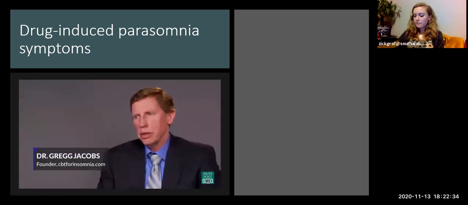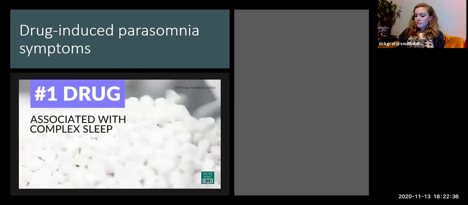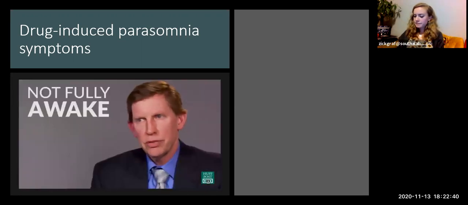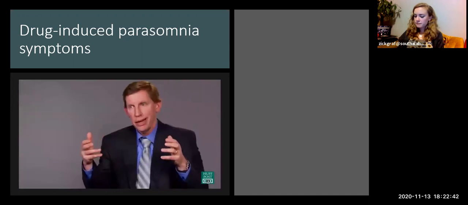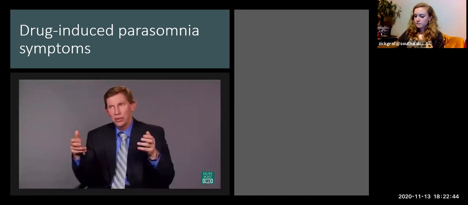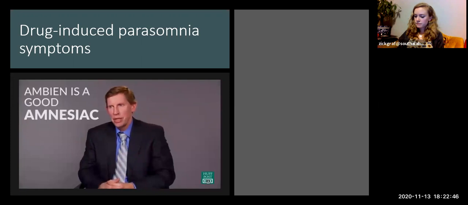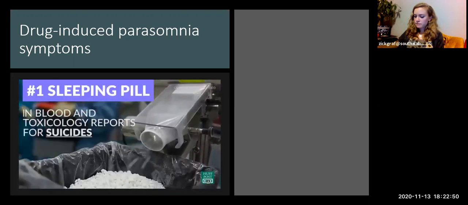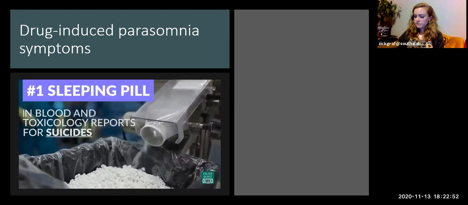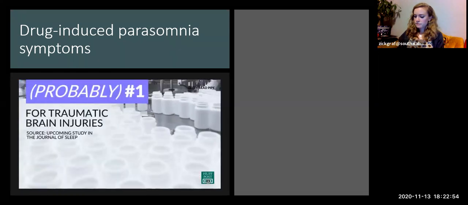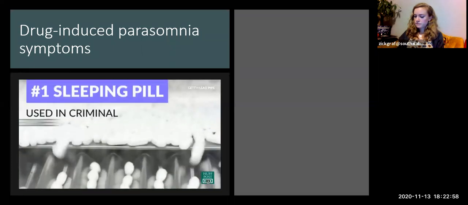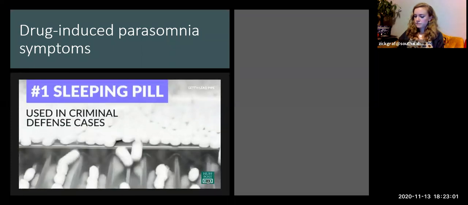Ambien is the sleeping pill that is most commonly associated with complex sleep behaviors. You're not fully awake, but you're not fully asleep. You can still get up, but you actually don't remember it the next day because Ambien is a good amnesic. It's also the #1 sleeping pill in the blood and toxicology reports for suicides. It's probably #1 for traumatic brain injuries. Ambien is the sleeping pill that is most often used in criminal defense cases.